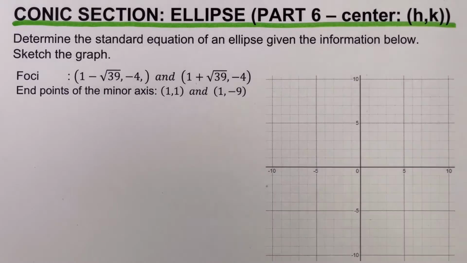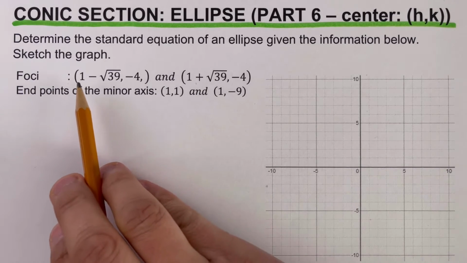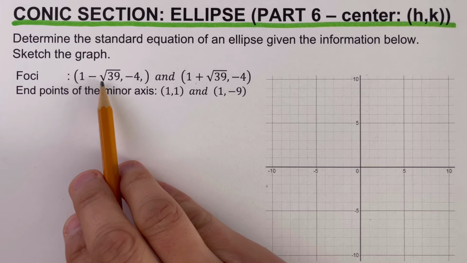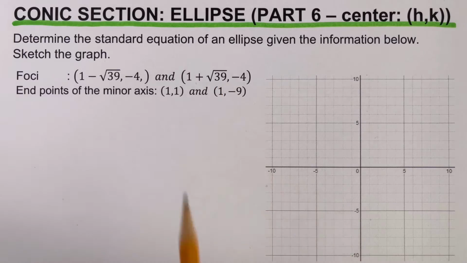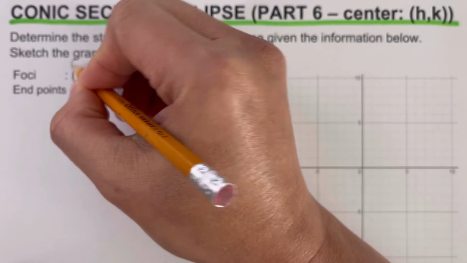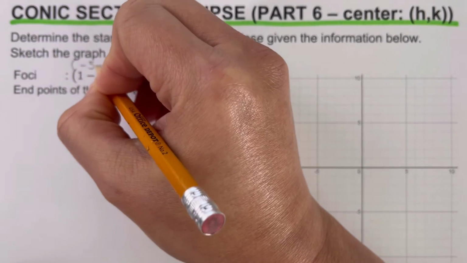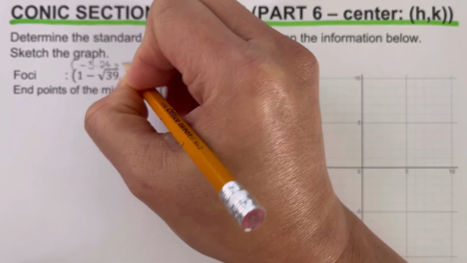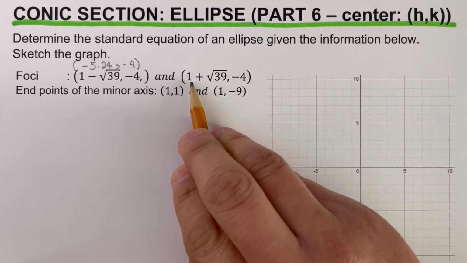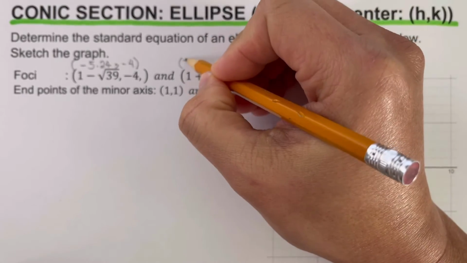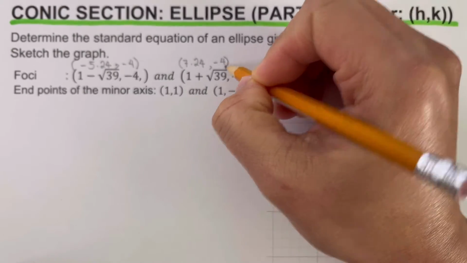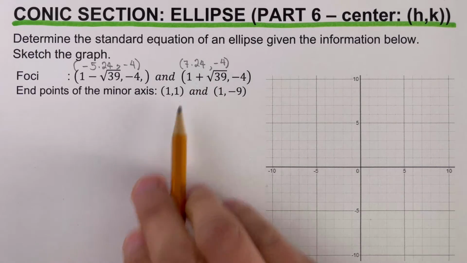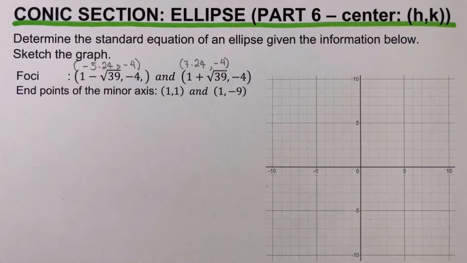Okay, going back to the problem right here, we are given the coordinates of these two foci, so we can change this 1 − √39 into its decimal form, and this 1 + √39 into its decimal form. It's going to come out to −5.24, and then that is −4. And then this 1 + √39 is 7.24. And then we have −4. And then we also have the endpoints of the minor axis. So I am going to plot these four points on this Cartesian coordinate plane.